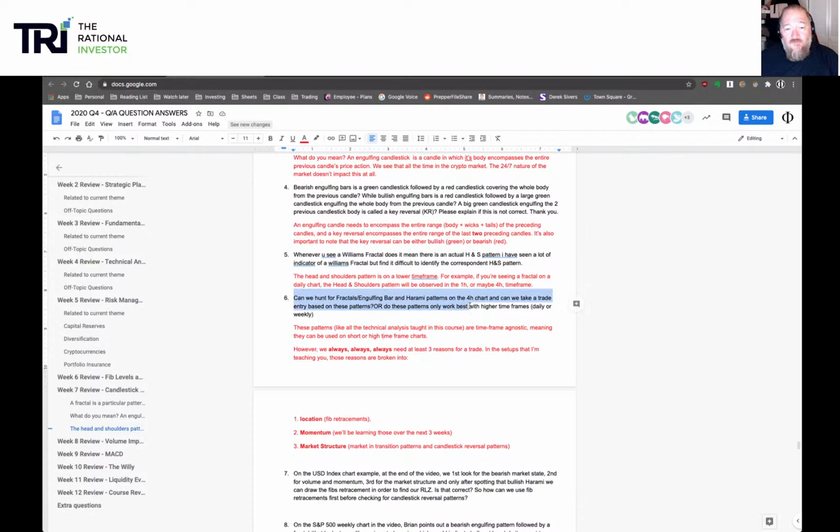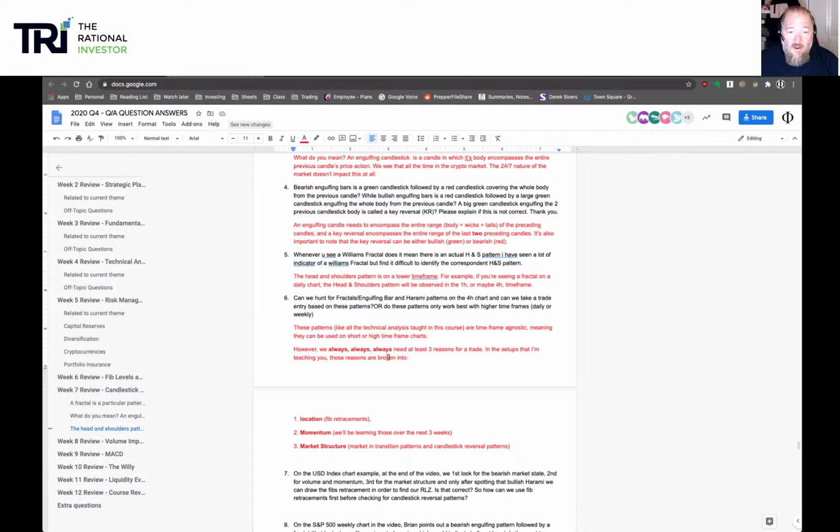Can we hunt for fractals or engulfing bar and Harami patterns on the 4-hour, and can we take a trade entry based on these patterns, or do these patterns only work best on higher time frames? So these patterns, like all the technical analysis that I teach in this course, are time frame agnostic, meaning they can be used on short or high time frame charts. I use these patterns on 1 minute charts. I use these patterns on 1 month charts, and everything in between.